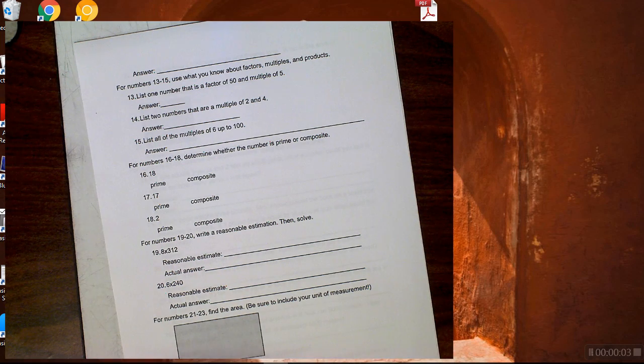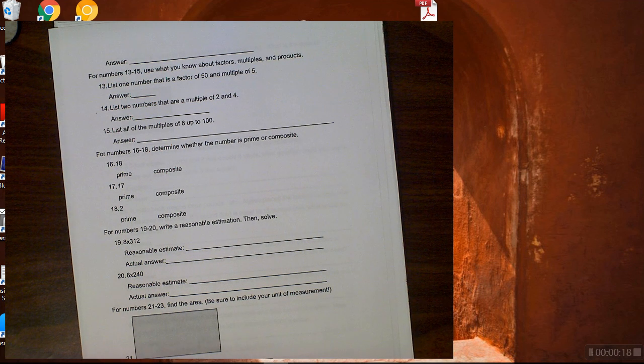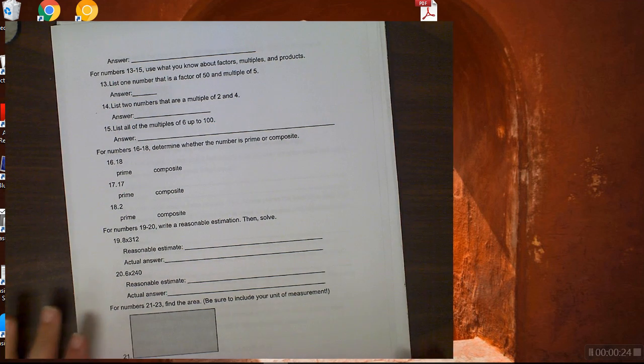Alright, parents, now for numbers 19 through 20. It wants the students to find a reasonable estimation. So, for example, the first one is 8 times 312. A reasonable estimation, they could do 8 times 300. That would be about 2,400. So that would be a reasonable estimate.